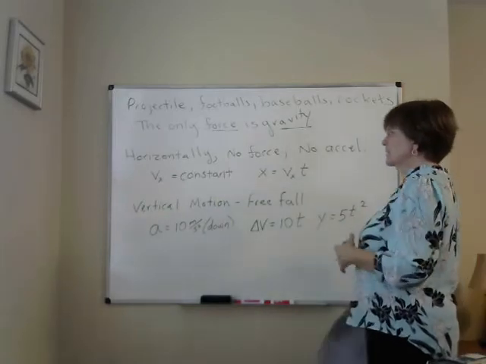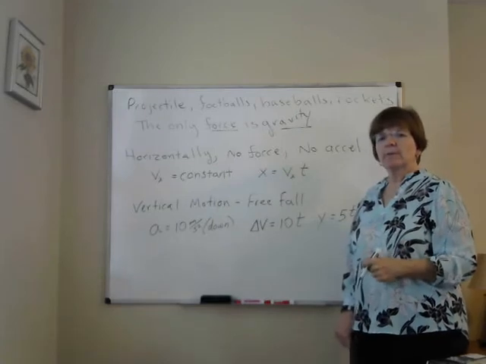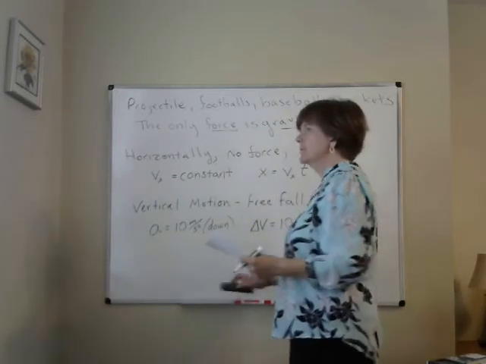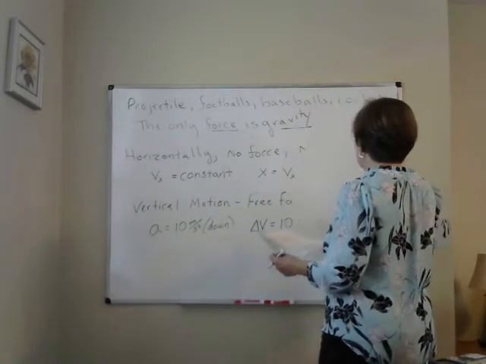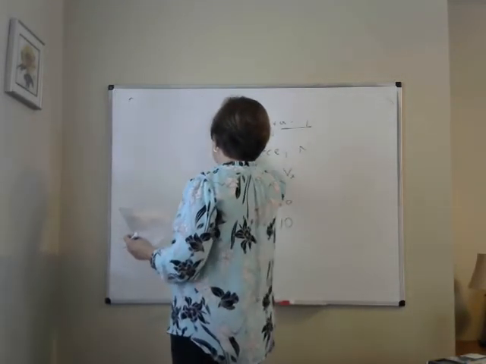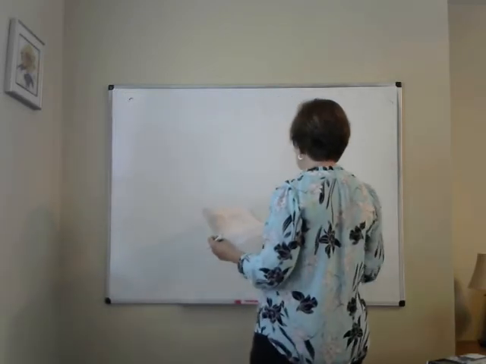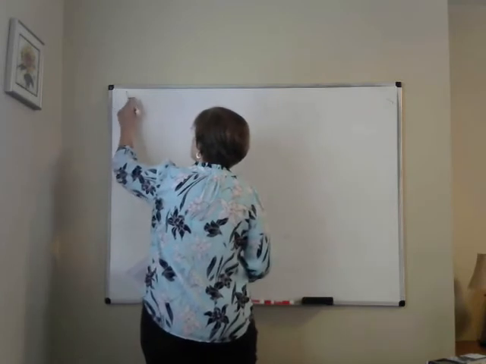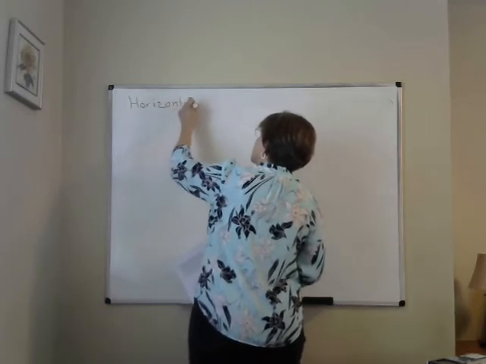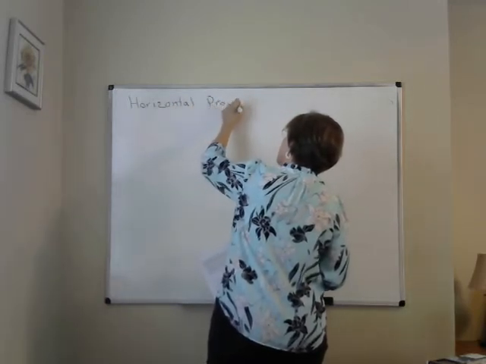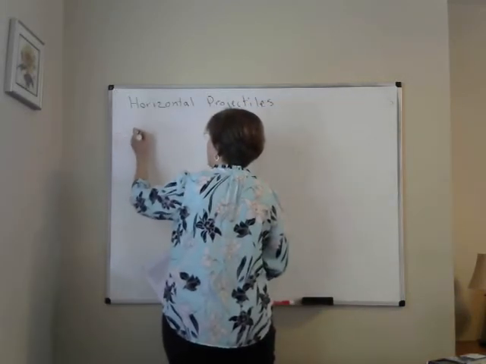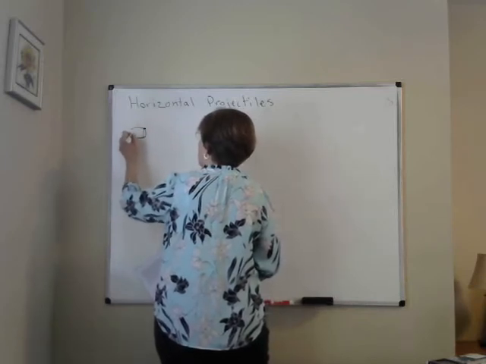The important thing you need to understand is that the horizontal motion doesn't affect vertical motion, and vertical motion doesn't affect horizontal motion. We'll come back. There's really two different types of projectile problems. We're going to look at a horizontal projectile first. Back to our cannon up here on our cliff.